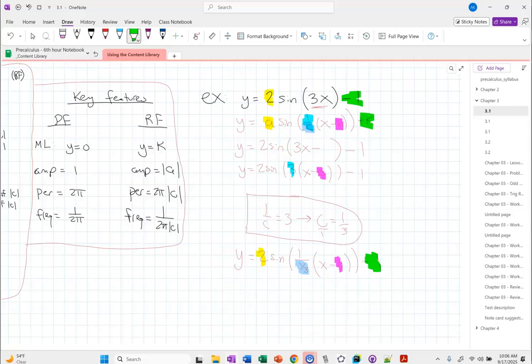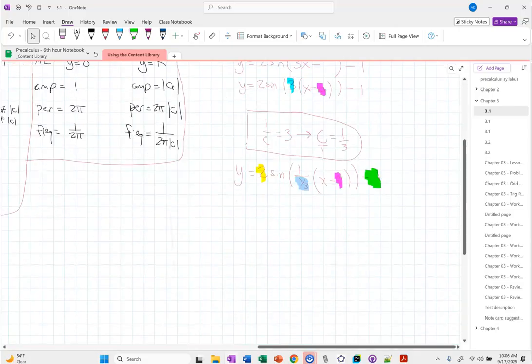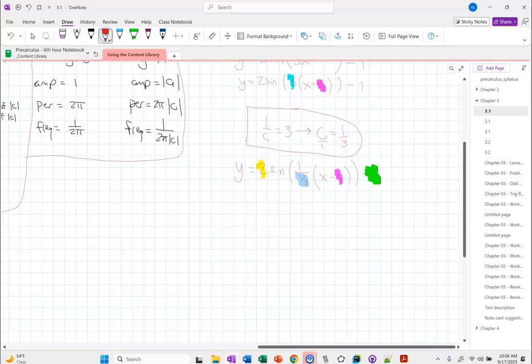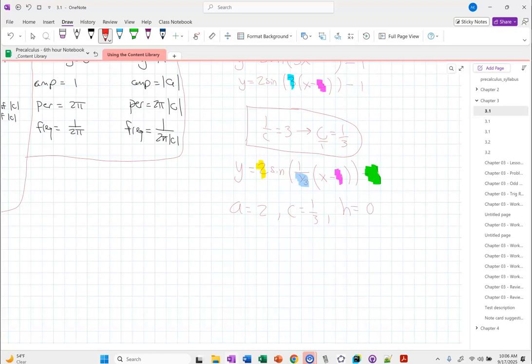And I can make the reciprocal of a number, Mr. Kulik. That's pretty easy. Right? We can all do that. Comfortable? Yeah. Flipping fractions. All right. So I have A equals 2, C equals 1/3, H equals 0, and K equals -1.